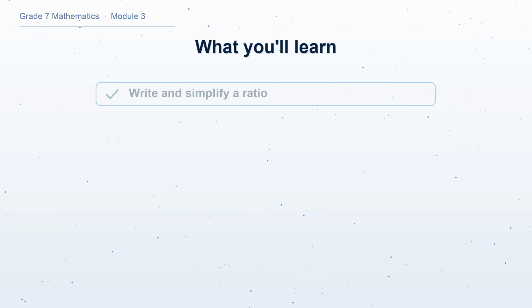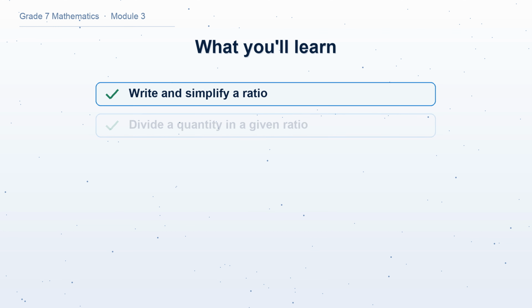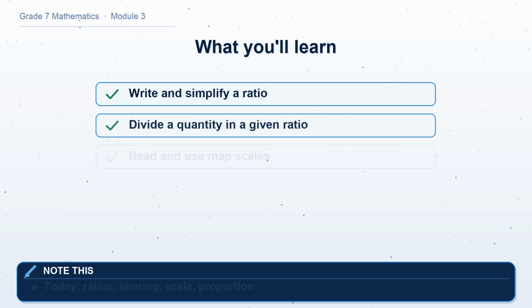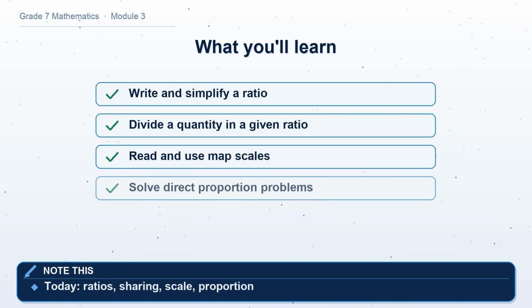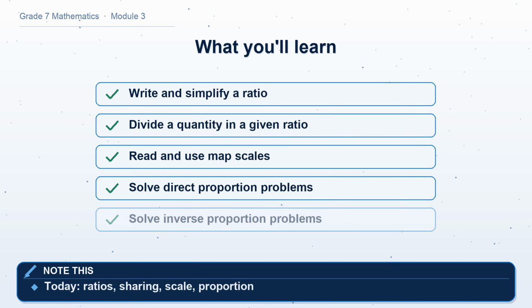Here's our plan for the lesson. We'll begin by learning what a ratio is and how to simplify it. Then we'll share a quantity in a given ratio. After that, we'll read map scales used on real maps. And we'll finish with two kinds of proportion, direct and inverse, that describe how quantities change together.